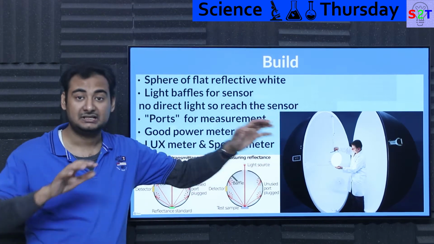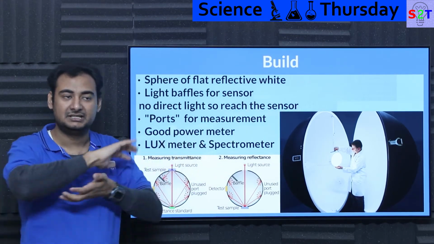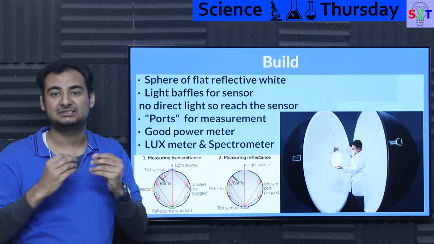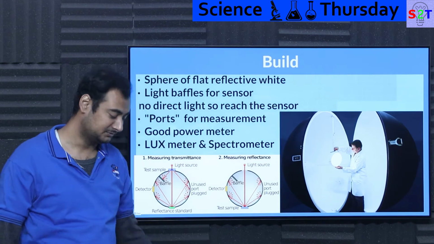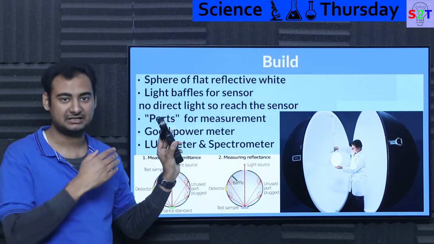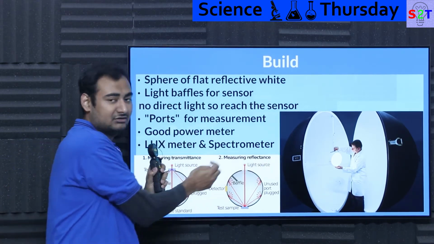So this puppy removes it all. Basically it takes the light, mixes it all up, and all it gives you is total output. That's it. Don't worry about it. You read the total output based on the lux meter.